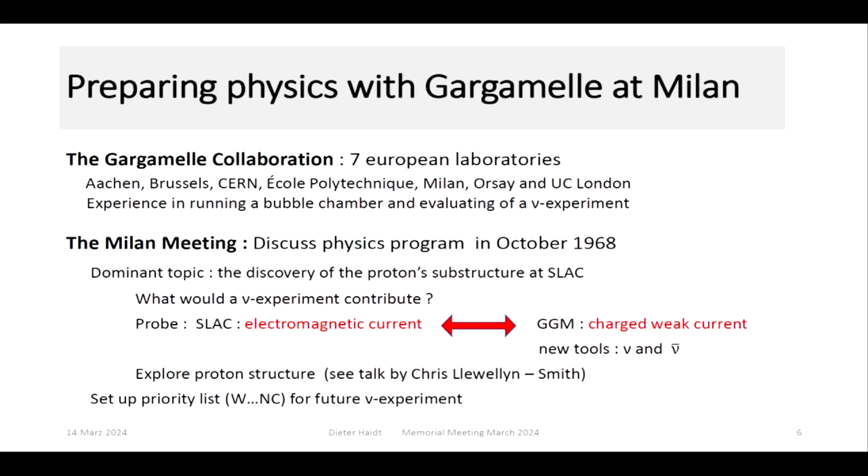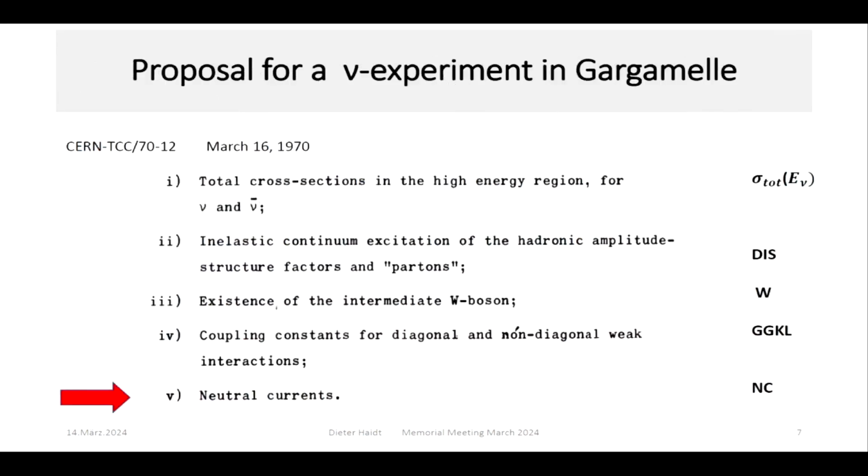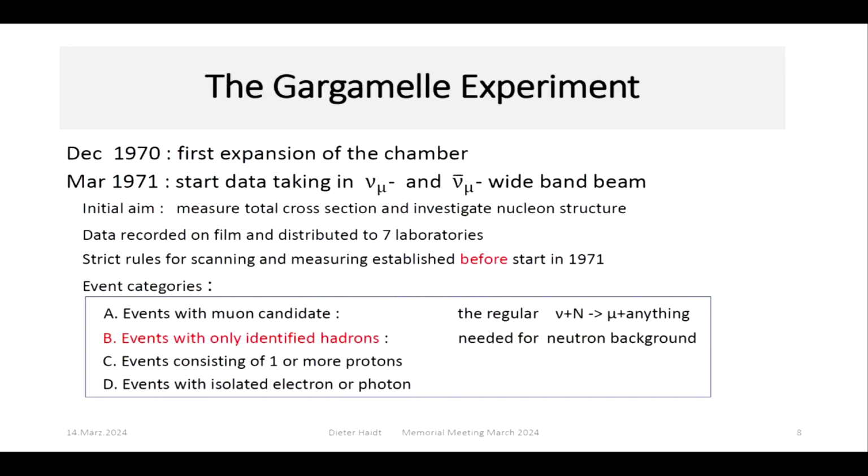The exploration of the proton structure was therefore the main topic and on the priority list of the future experiment. It ranked really at top priority. On the other hand, since there was no evidence for neutral currents, it was not forgotten, but it was put on lowest priority.